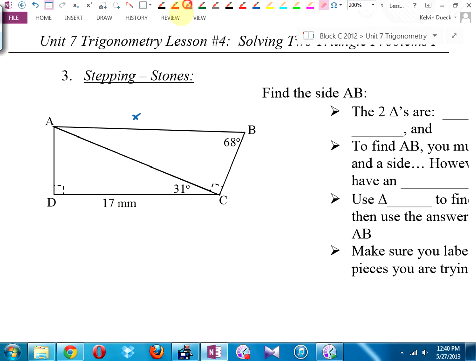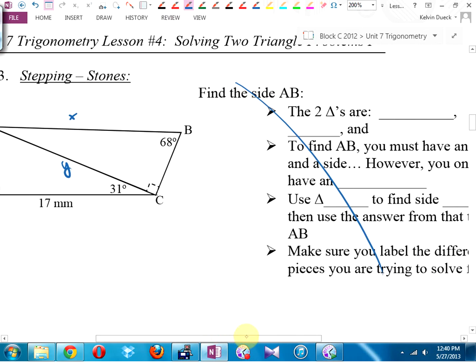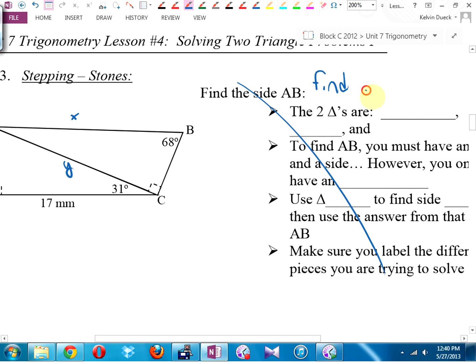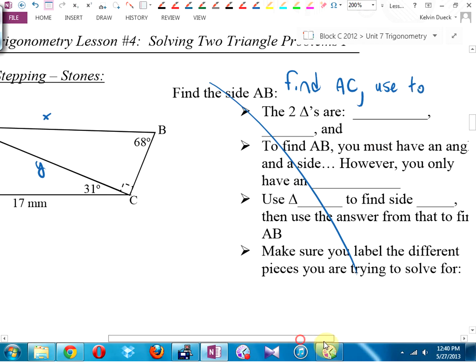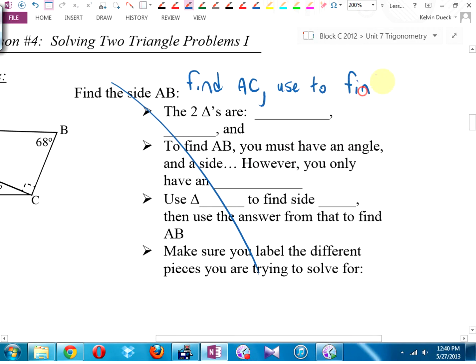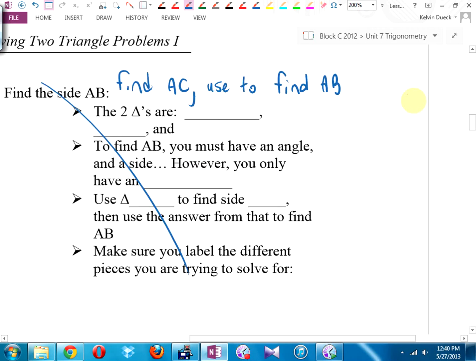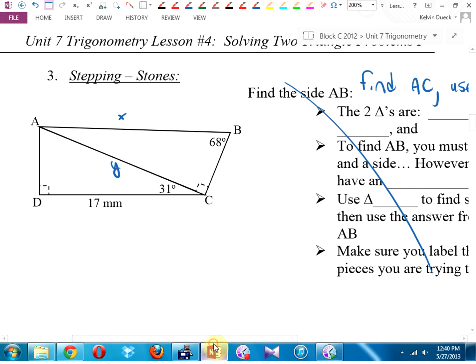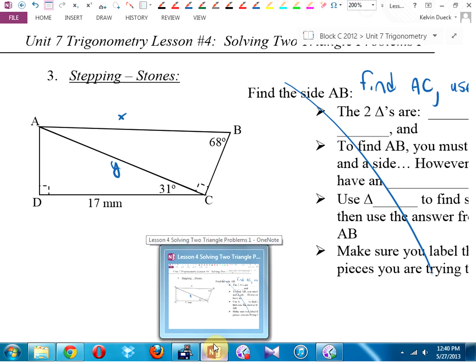So I'm going to put a little... Where it says find side AB, I'm going to cross that out. I'm going to say find AC, use to find AB. You got a hopscotch. You got a stepping stone your way across. First find AC, use that to find AB. Well, let's do it.